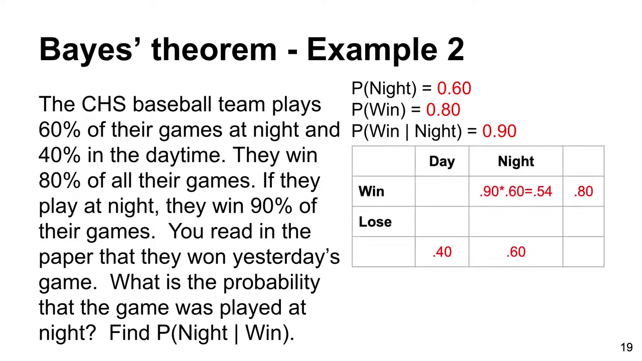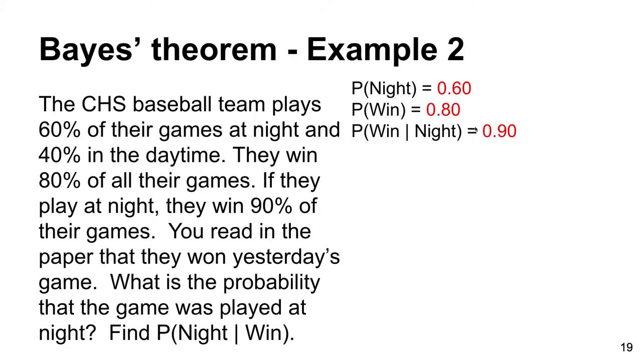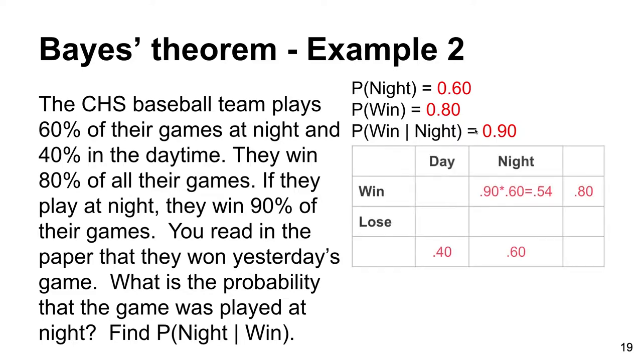Either the game is played in the day or night, either they win or lose. Now this first marginal tells me that the probability of playing at night is 0.6. So I'm going to put 0.6 down here, which tells me 0.4 has to be the probability of daytime. Probability of winning is 0.8, so I put a 0.8 right here.